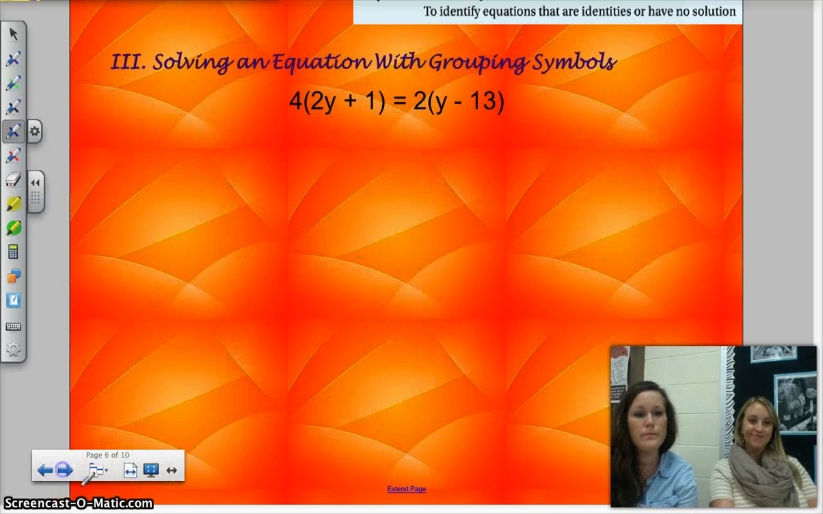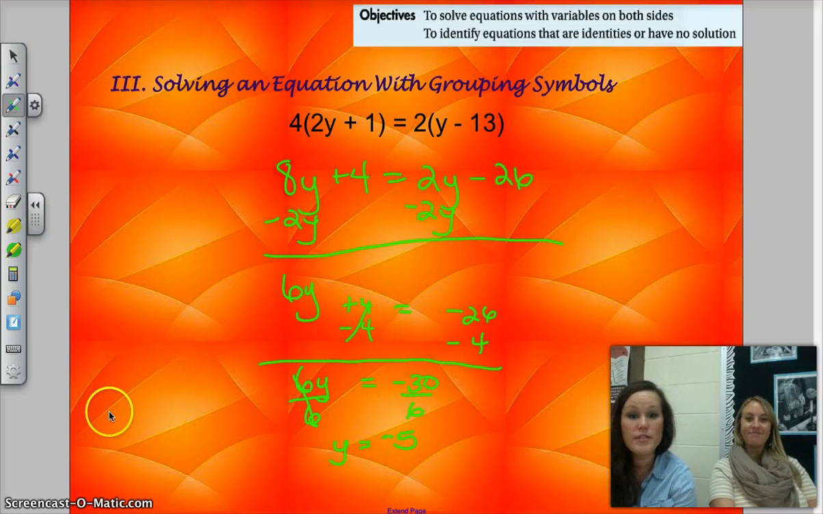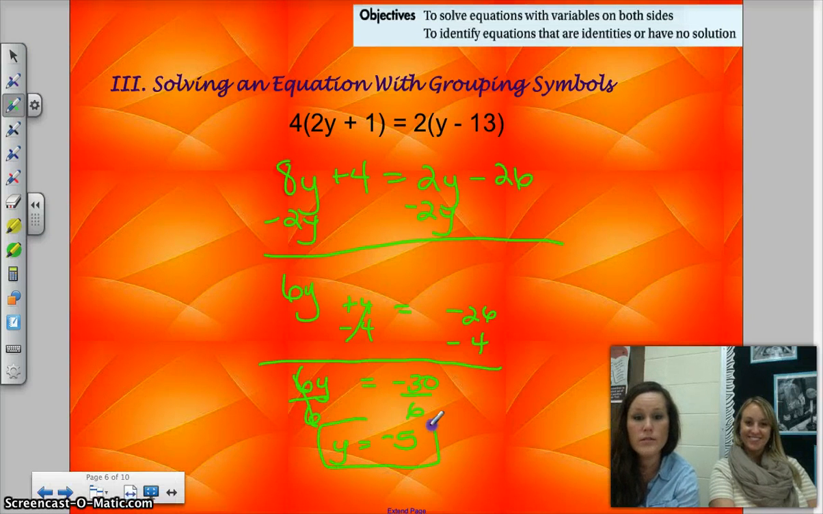Okay? Solving this equation with grouping symbols. Again, try it on for size. Pause the video, see if you can do this on your own. We'll come at you with the answer in 1 second. Go ahead and pause now. There you go. This is your answer. Down at the bottom, y equals -5.